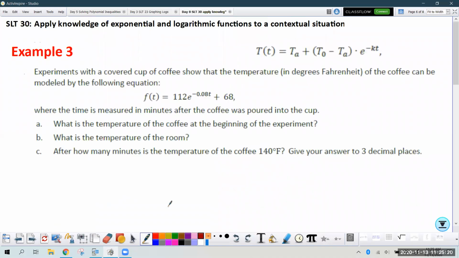All right, here's a third example. Now they're giving us the equation for a cup of coffee. Here's our equation. So I want you to write down on your paper this whole function. And then for part A, what is the temperature of the coffee at the beginning of the experiment? So I want you to find the initial value when t is 0. So we're going to pause the video here for you to do that.